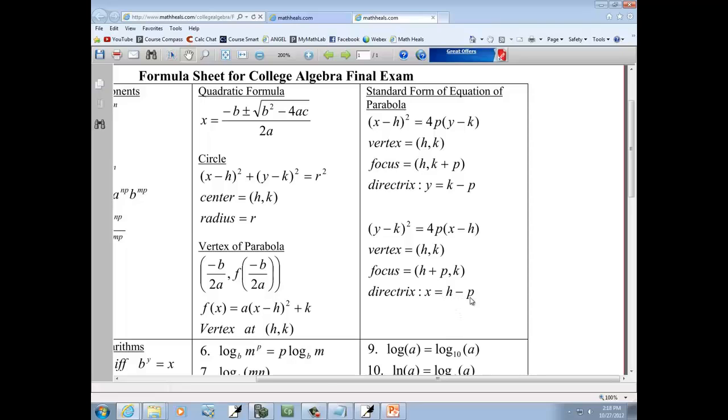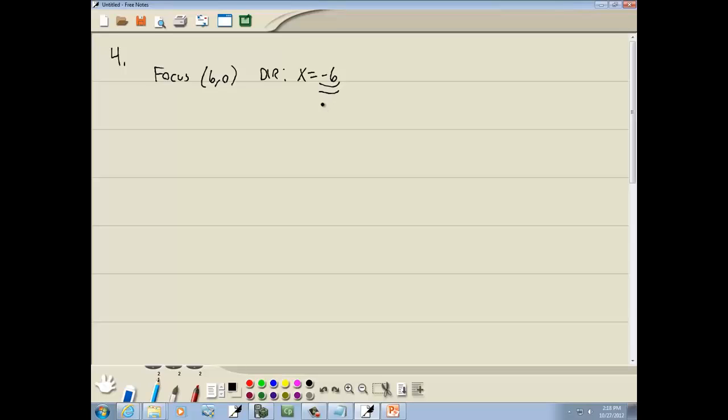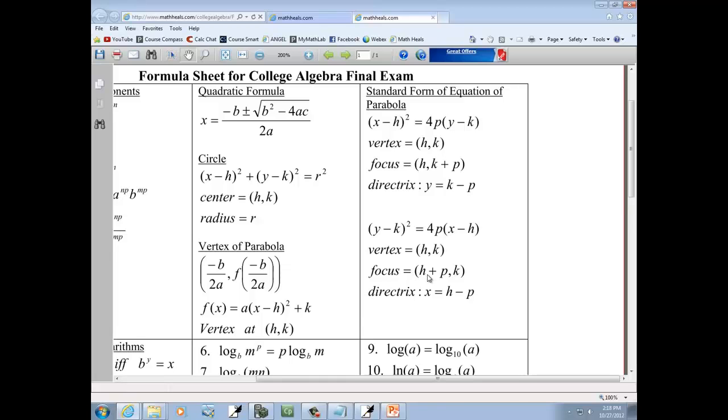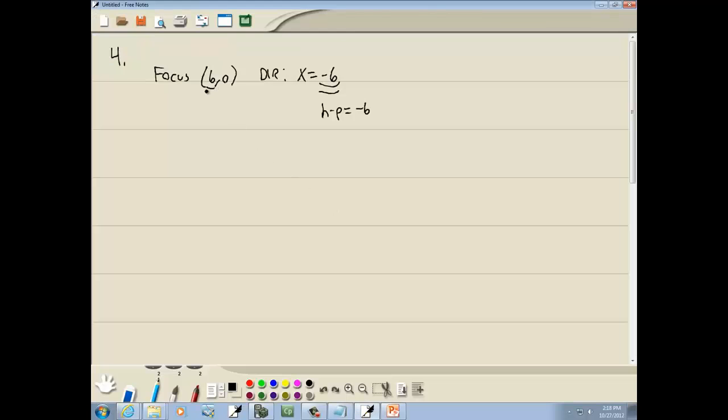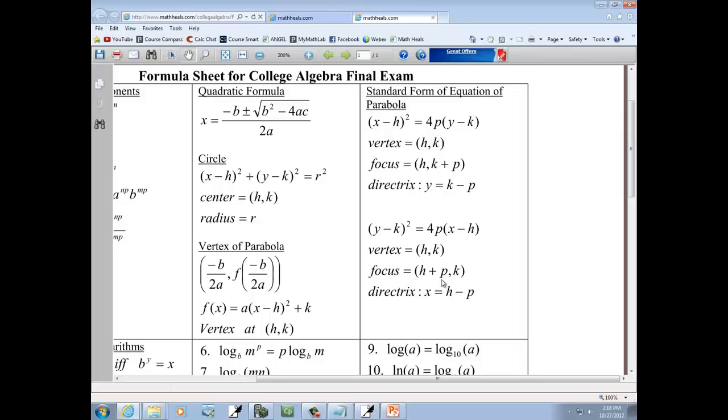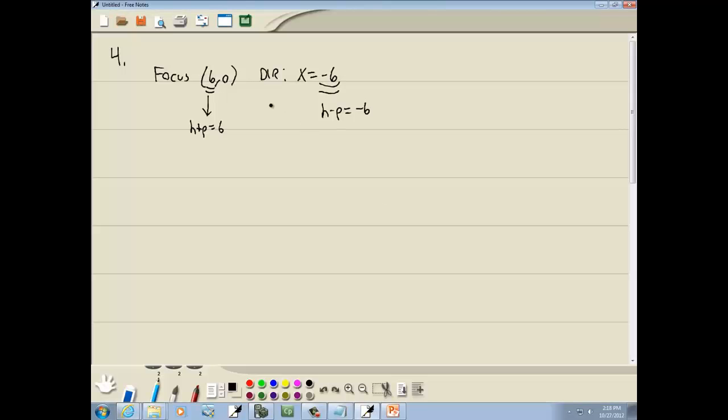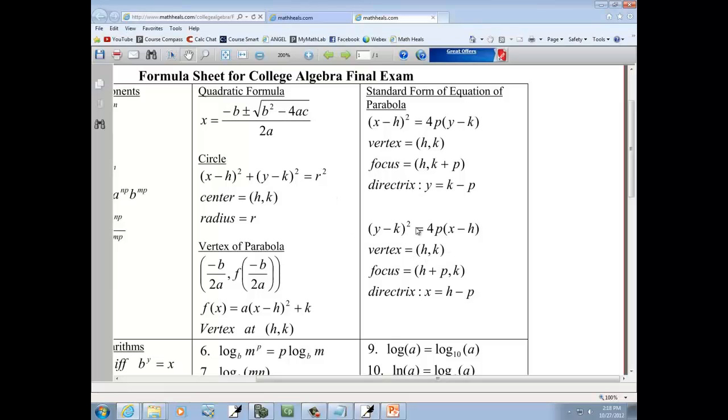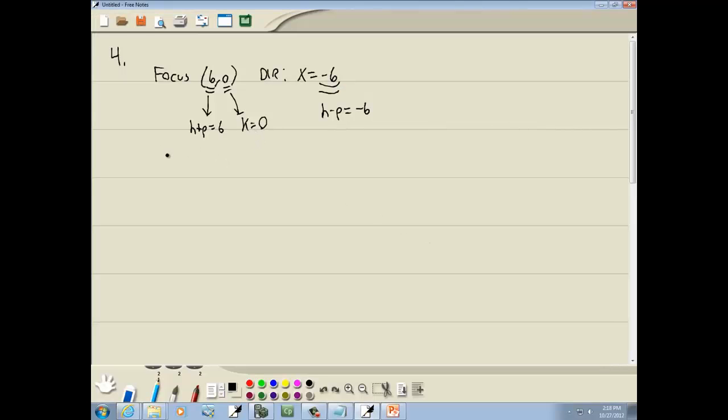Now x equals h minus p, so that tells me that this right here is equal to h minus p. Our focus, the first part is h plus p, so h plus p is equal to 6. And then the second part is k, so this is k. To find our standard form, we have to find h, p, and k. We got k. Let's find h and p. I got h plus p is equal to 6, and h minus p is equal to negative 6.